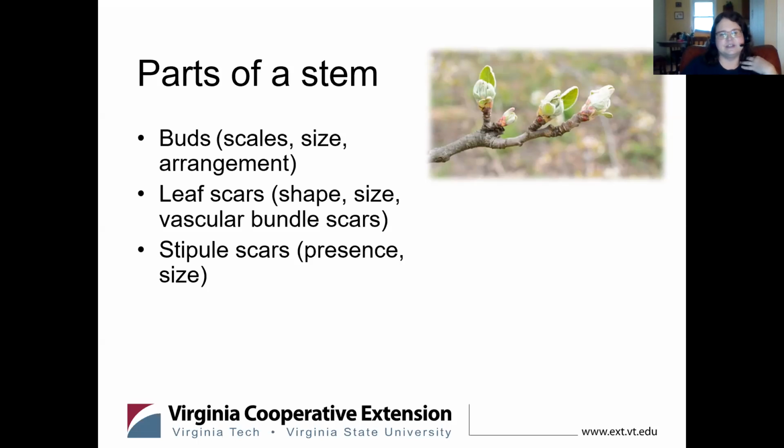Stipule scars, presence or size, if it's still in leaf. Stipules are basically just small little leaves at the base of the petiole. So we'll get to see a little bit more in a second on a picture. Lenticels are on black cherries, and the different cherries show lenticels very, very well. They're white dots up and down the stem or the trunk of the tree. Scientists have theorized it's for air circulation. So you see these white dots all up and down, and I have a picture of that coming up too.